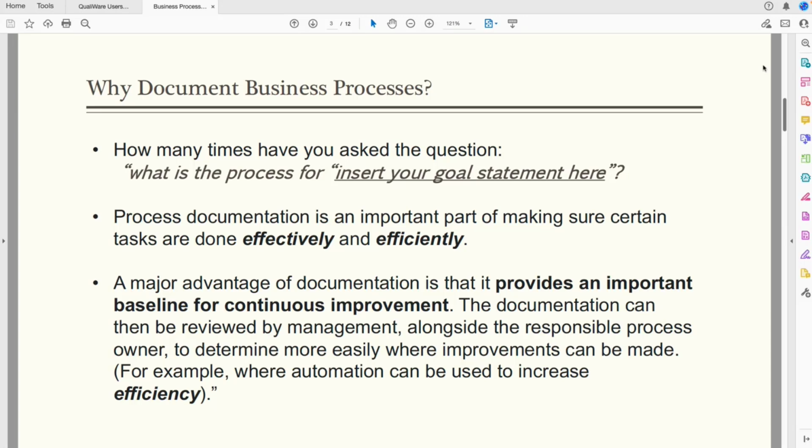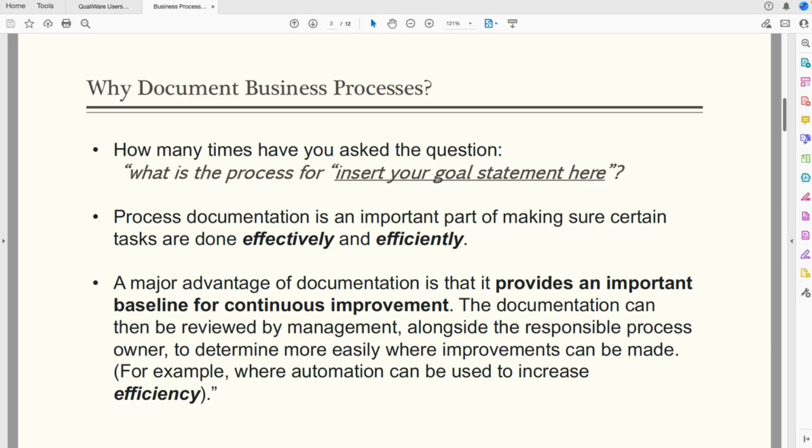It's an important part of making sure that certain tasks are done effectively and efficiently. What do those two terms actually mean? Effectively means that the process works. It gets the job done. And this process could be making a widget or processing a claim. Does it work? Does it work the same way every time? And is it efficient? Are we operating at the best we can operate with the correct number of resources at our disposal to make it cost effective?